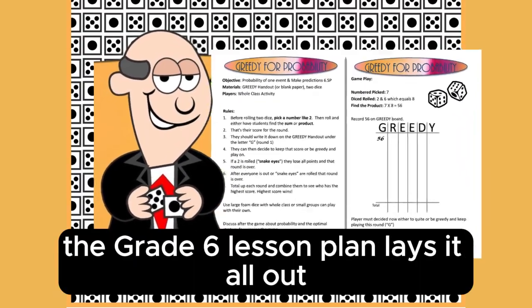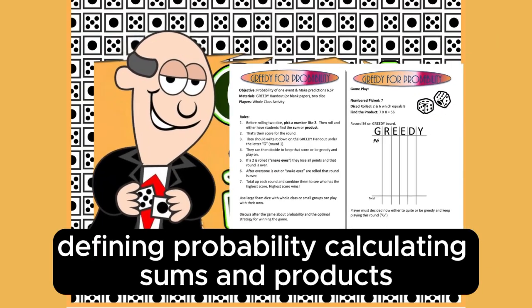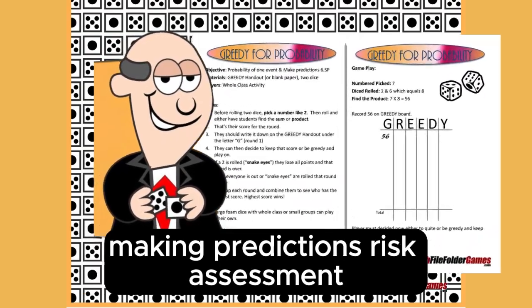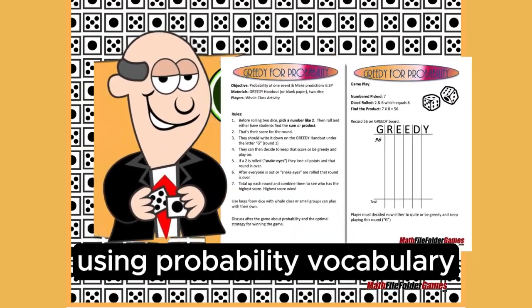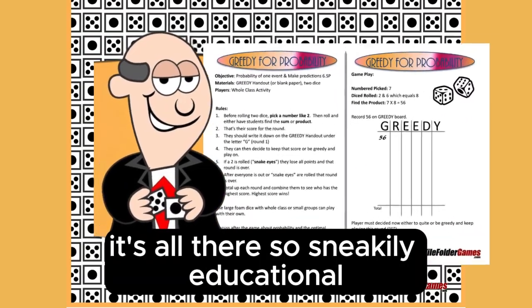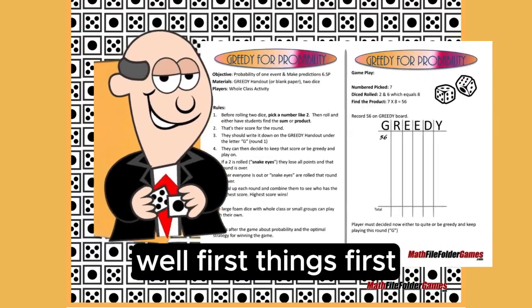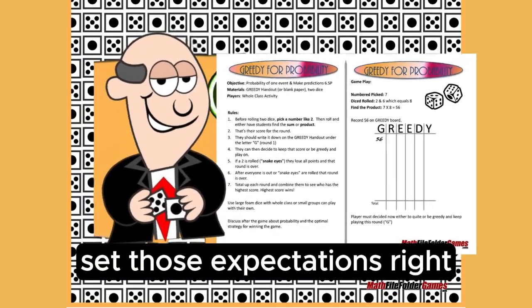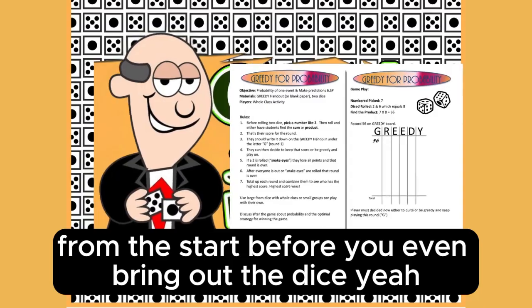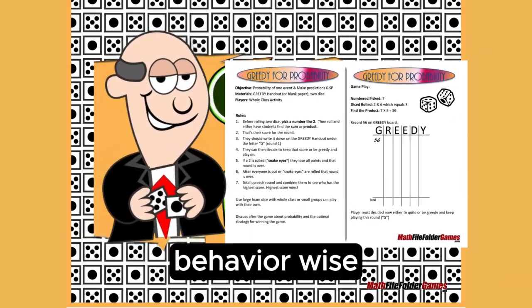The grade 6 lesson plan lays it all out. Defining probability, calculating sums and products, making predictions, risk assessment using probability vocabulary, it's all there. So sneakily educational. But how do we make this work in a real classroom? Well, first things first, set those expectations right from the start, before you even bring out the dice. Talk about the learning goals and make sure everyone's on the same page, behavior-wise.